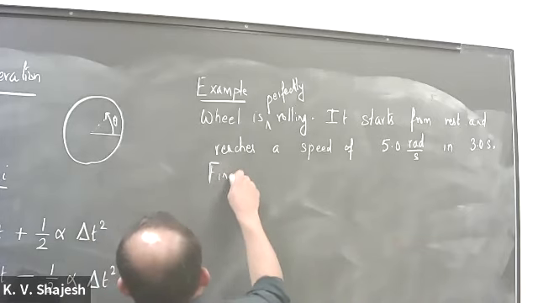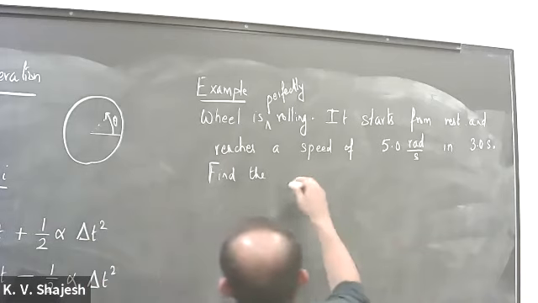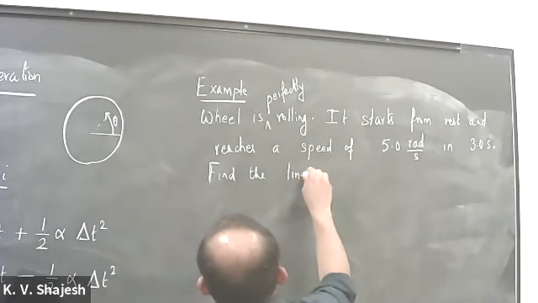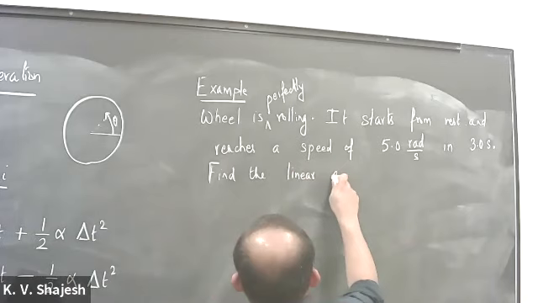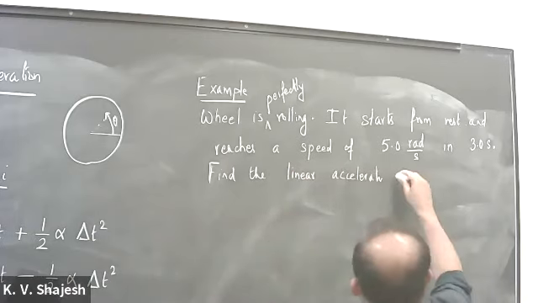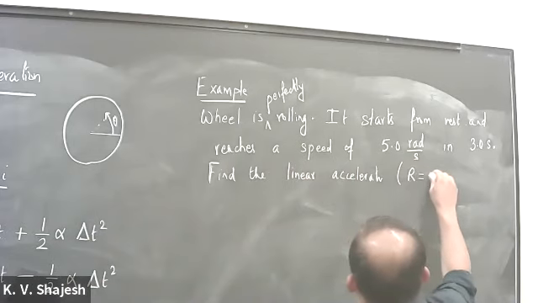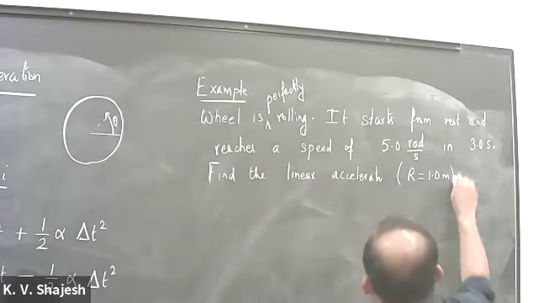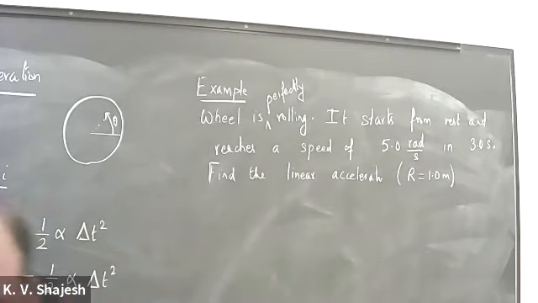Find the linear acceleration. By linear, I mean the translational acceleration. And given radius is equal to 1 meter, let's say. So 1 meter is a pretty large wheel we are talking about. It doesn't represent the wheel of a car or truck. 1 meter is almost half of a typical human.